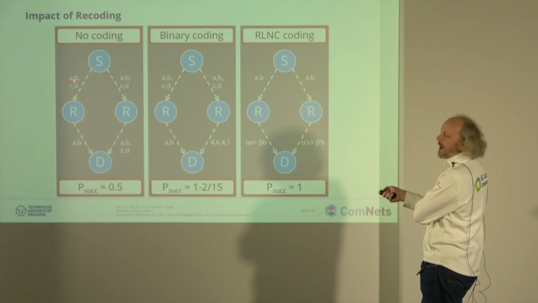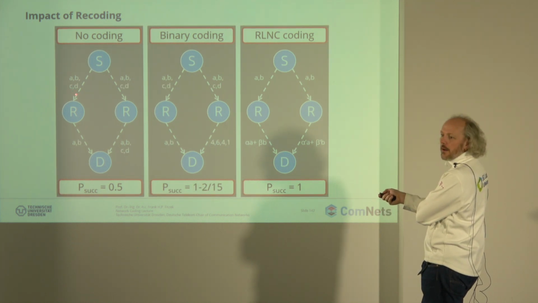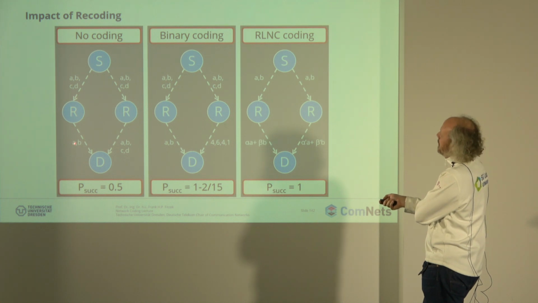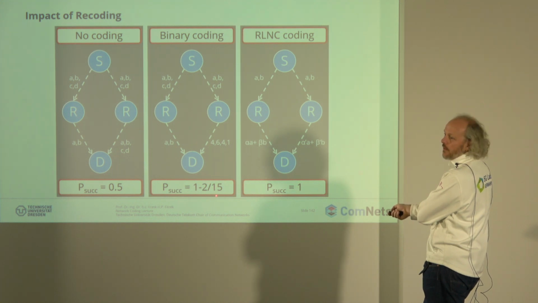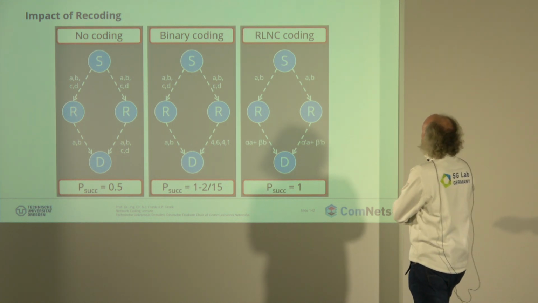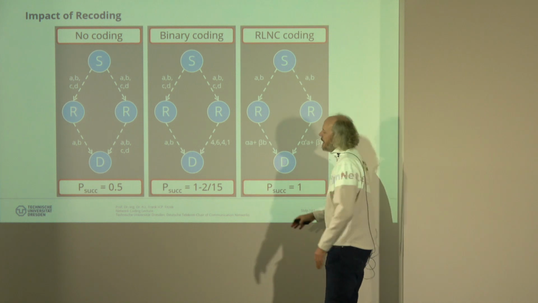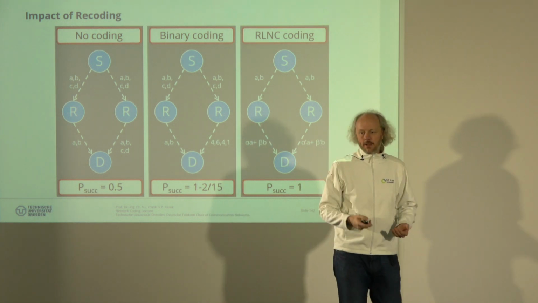What if you have 4 packets now? So he will send A, B, and he will send A, B, C, D, or something like this. It's 50% as before. So the number has no impact here. But here it has an impact. It's 1 minus 2 over 15. Again, if you do then something like this, it's 100%. But also the generation size helps a little bit.